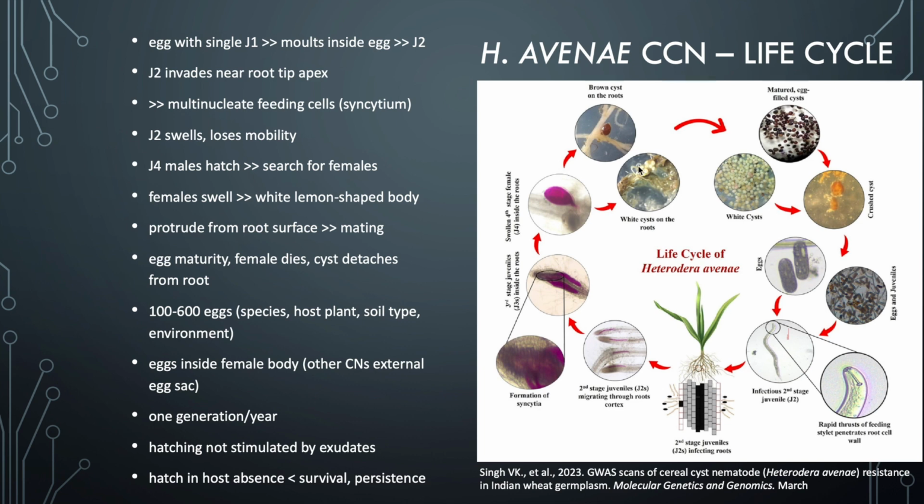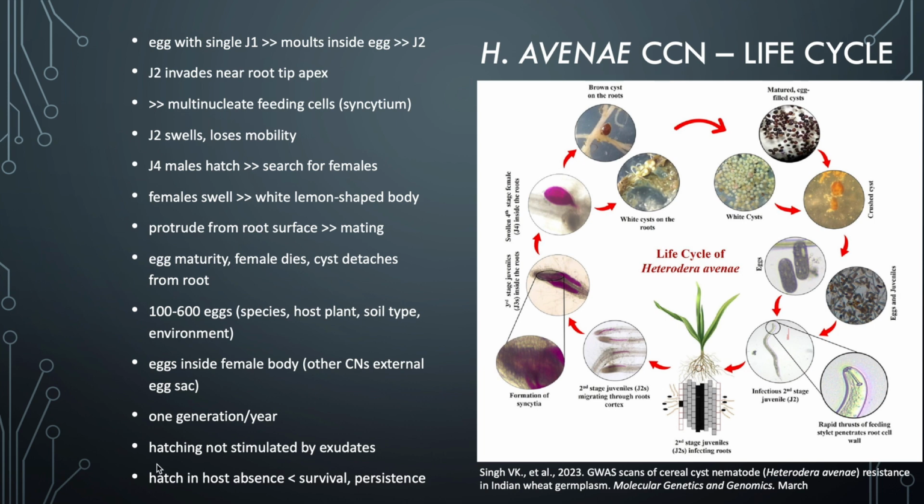And once this occurs, they are ready to be fertilized by males, and the egg maturation process begins. And inside one female, there can be between 100 to 600 eggs, but this depends on the species of the nematode, the host plant, and the soil type and the environment. Heterodera avenae specifically does not produce the external egg sac like other species do, and they only have the one generation per year, as well as not being stimulated by exudates from the plant.